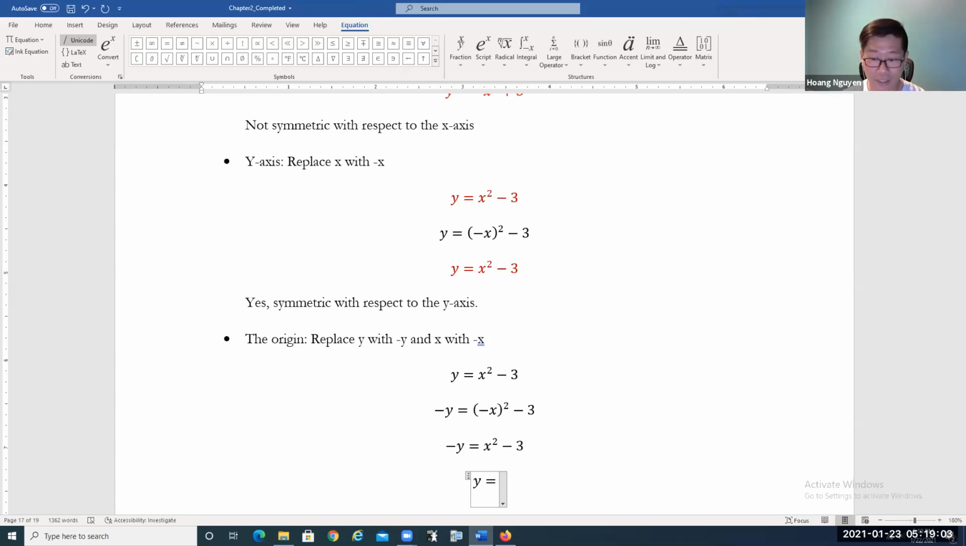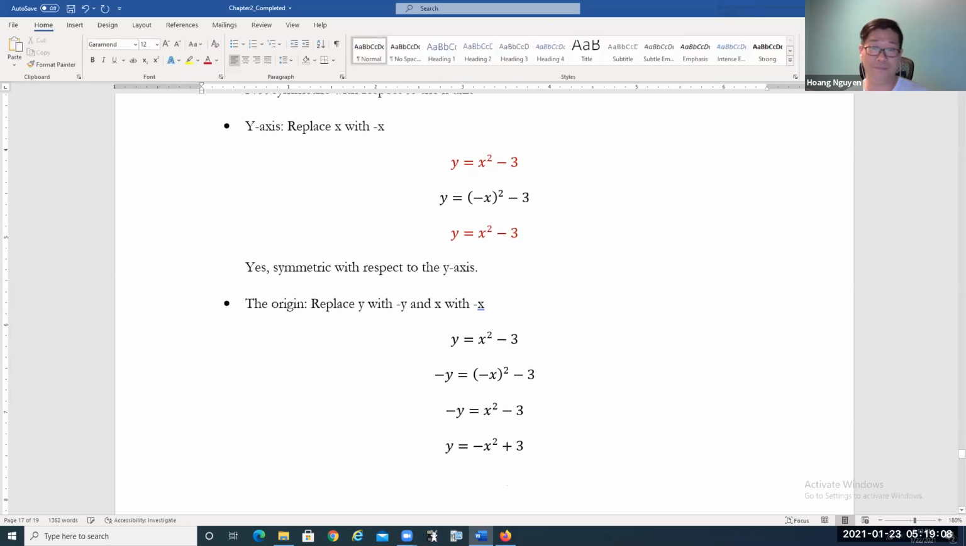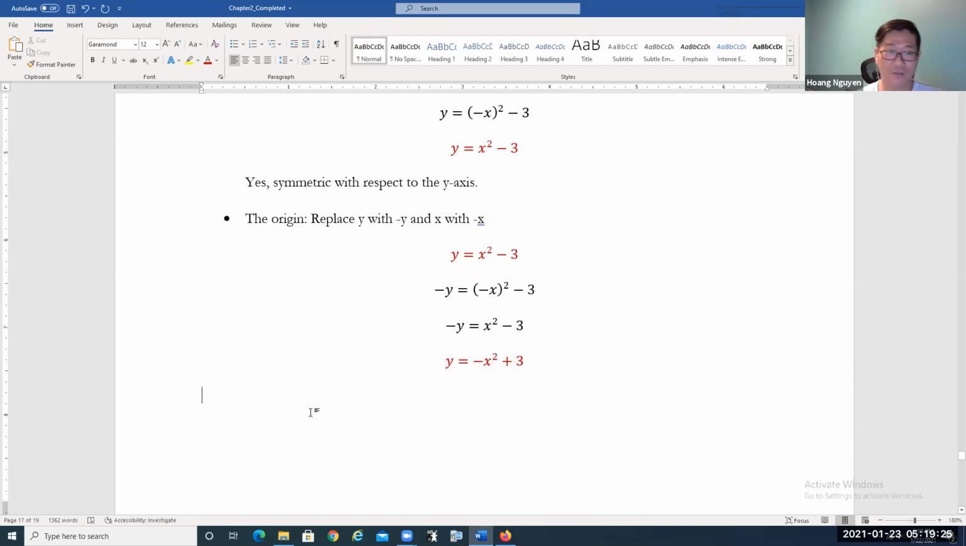Y is equal, what is it going to be? Negative x to the power 2 and then plus 3. Okay. Now, once again, we're going to compare the original equation that we have originally and the new equation that we just got after we replace y with negative y and x with negative x. Are they equivalent? No, right? They're not equivalent. So because they're not equivalent, we're going to say that they're not symmetric with respect to the origin.